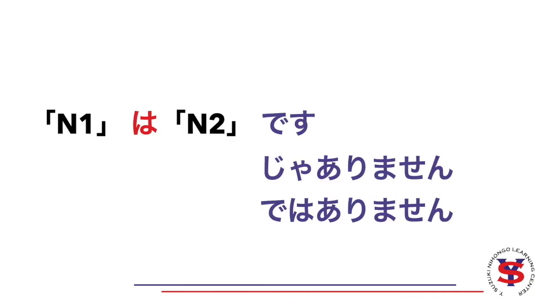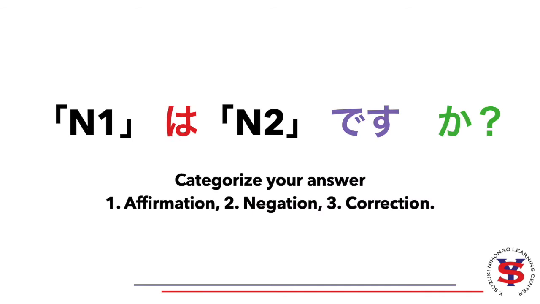In our prior video, we learned the sentence pattern noun 1 wa, noun 2 desu. We also learned the negative form of the desu, which are ja arimasen or dewa arimasen. This pattern is the most basic sentence pattern in Japanese and can be used as the core structure of a question. From what we know about ka, adding it to the end of a sentence transforms it into a question. In the sentence pattern, noun 1 wa, noun 2 desu, we have transformed it into a question by simply adding ka at the very end.